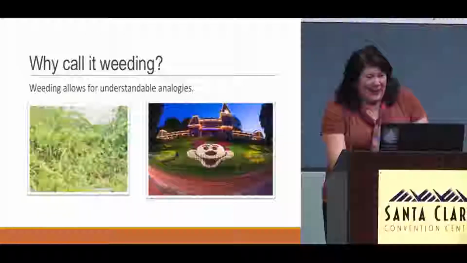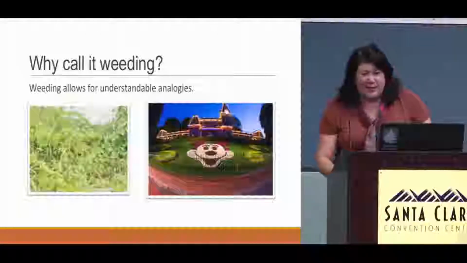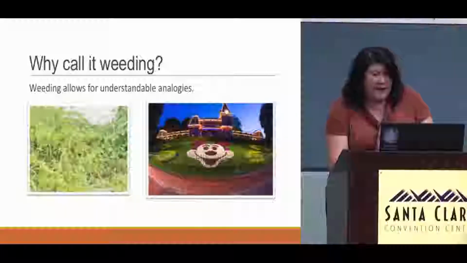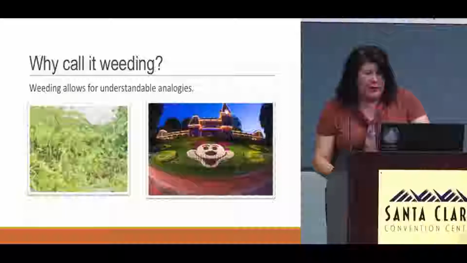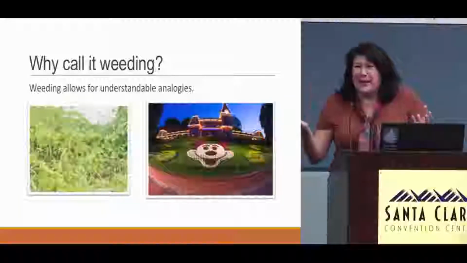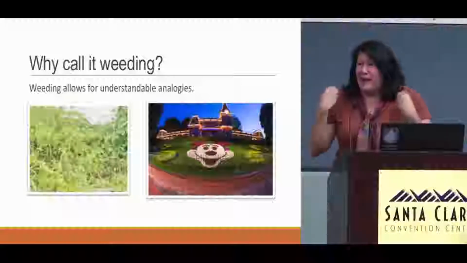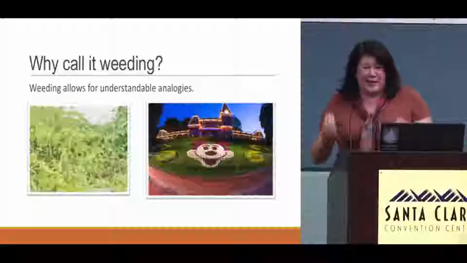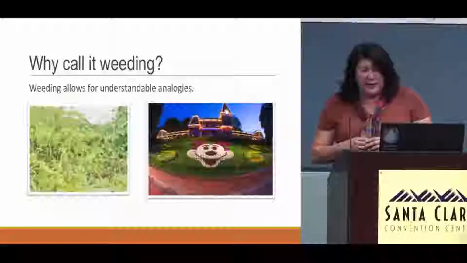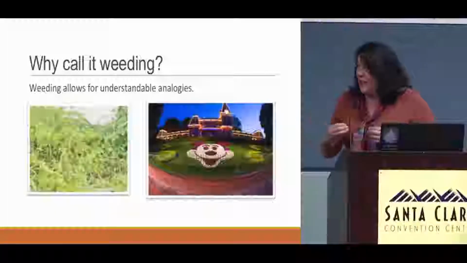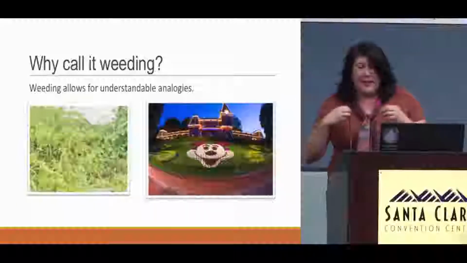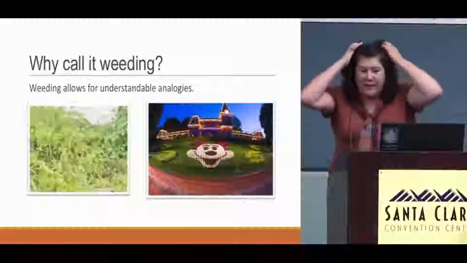So, what I have here is, you can see there's two photos. One is a photo of a garden, but it's overrun with weeds. You can't see what's behind there. You can't see the flowers. You can't see what you're meant to see. Versus the other photo, you can see is a nice manicured lawn. You can see the flowers are in the shape of Mickey Mouse. It's very evident what's there.